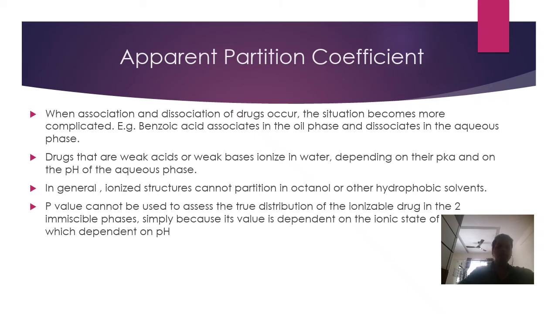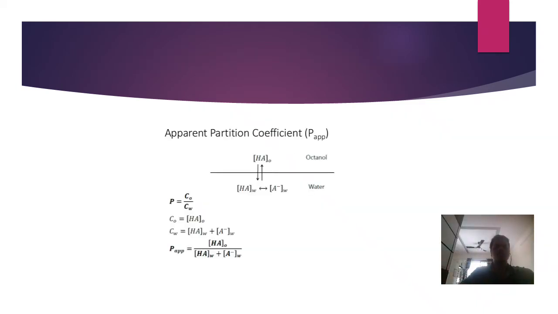So mainly the P value is dependent on two factors. The first one is the pH, and the second one is the ionizable characters. Depending upon these two factors, the P value of a particular substance or a drug molecule gets determined. Now here you can see how to determine the partition coefficient or apparent partition coefficient.